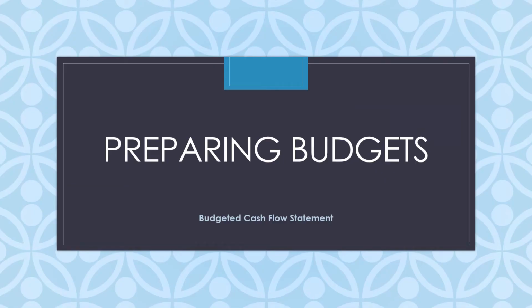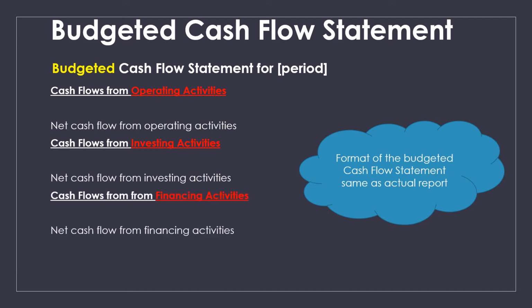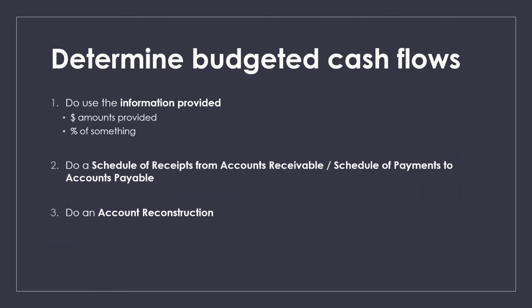In this next section, we'll be looking at preparing budgets, with the first one being the budgeted cash flow statement. As we can see here, the format of the budgeted cash flow statement is the same as the actual report. The only difference here is in the title of the report, where we have specified that this is a budgeted cash flow statement for a period.